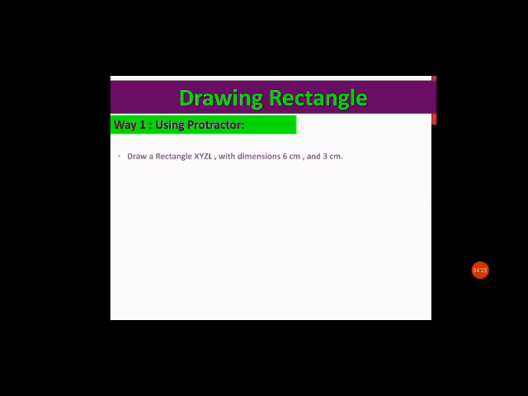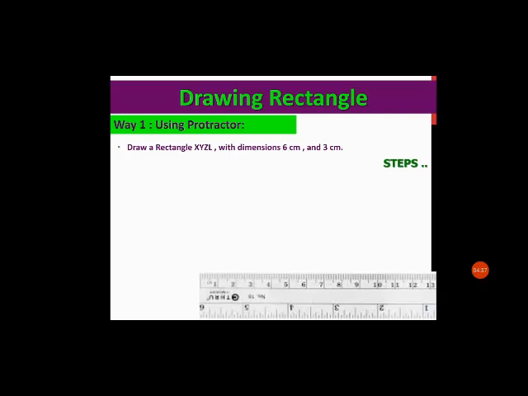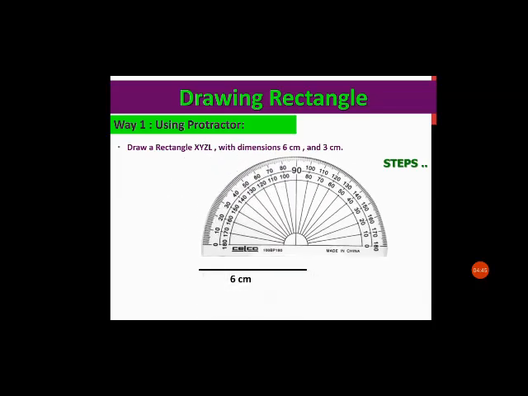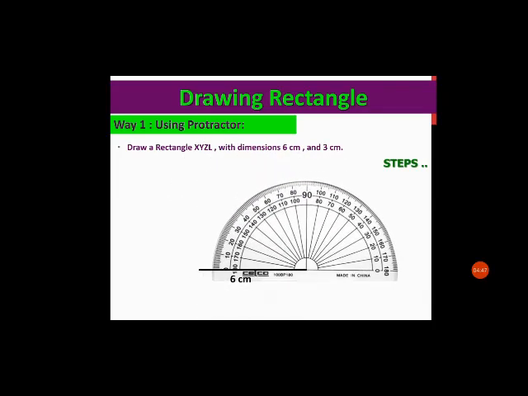Using the protractor, draw a rectangle XYZL with dimensions 6 centimeter and 3 centimeter. I'm going to draw the 6 first. I'm going to hold the ruler from 0 to 6 and draw the line measured to be 6 centimeter. Then I'm going to hold the protractor, put the center of the protractor exactly on the starting point, make sure that the protractor is not shifted downward or upward, put the point at 90 degrees and draw a line connecting from this point to that point using the ruler.